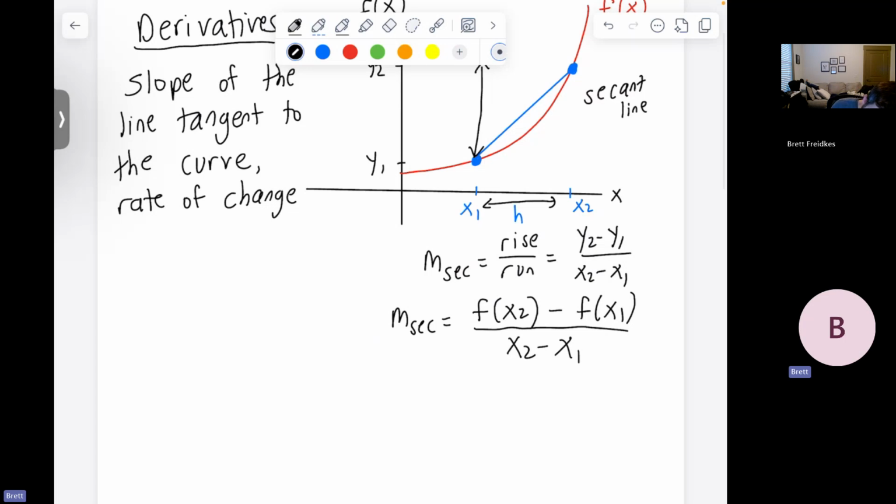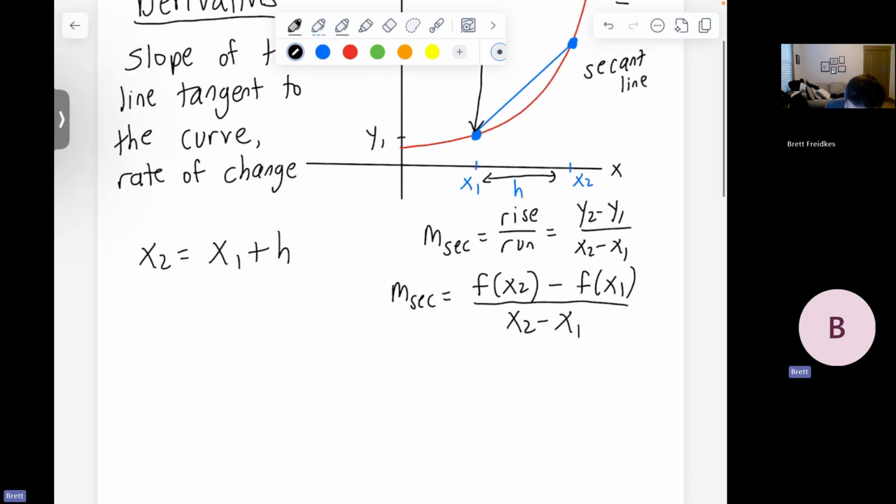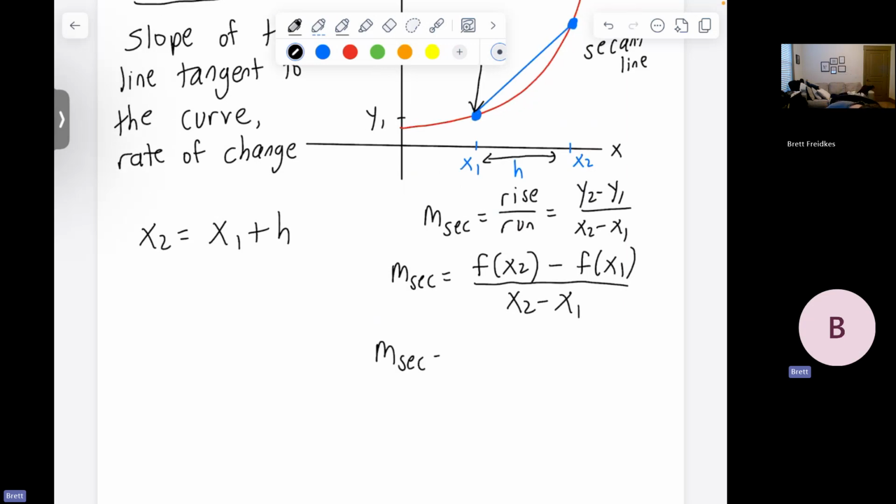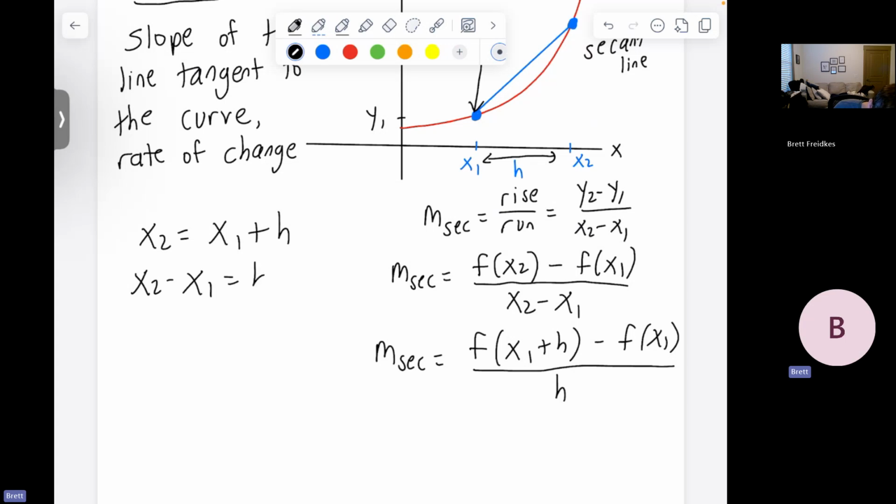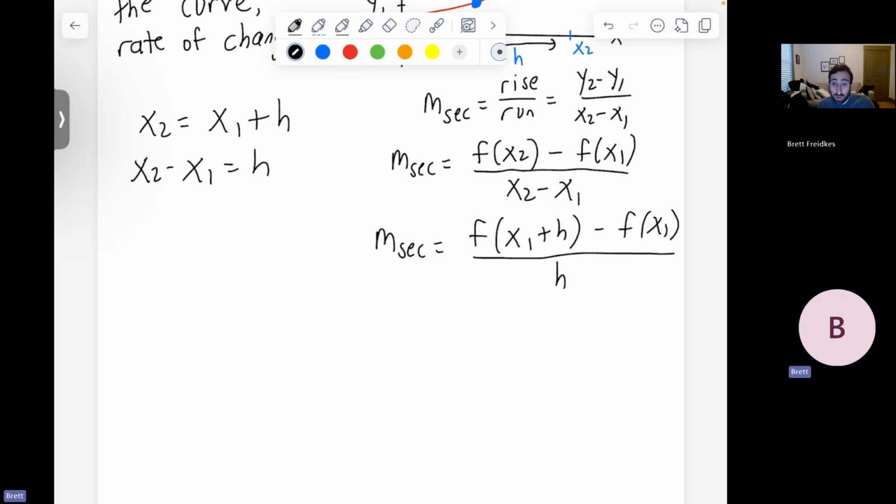Now, in general, looking at this, x1 is what it is, but x2, if I wanted to rewrite it in terms of x1, would be the same as x1 plus h. So I can say that the slope of the secant line is f of x1 plus h minus f of x1, divided by h. Because again, x2 minus x1, even if you solve this, you see that that's the distance in between the points. And this should look familiar.